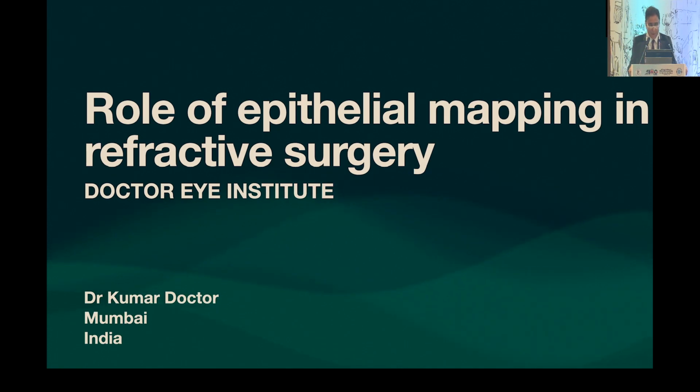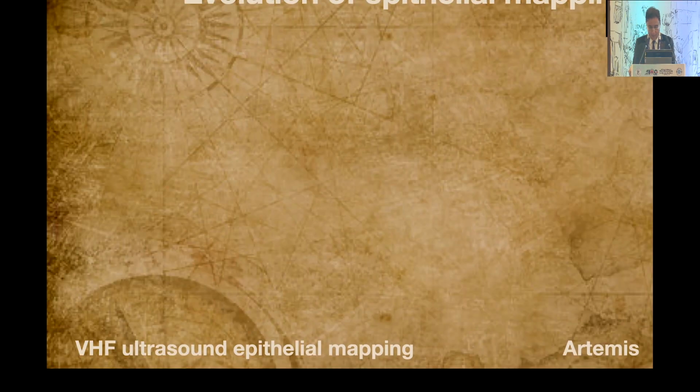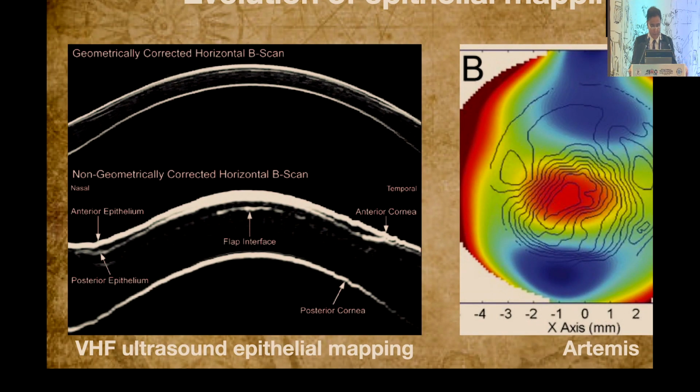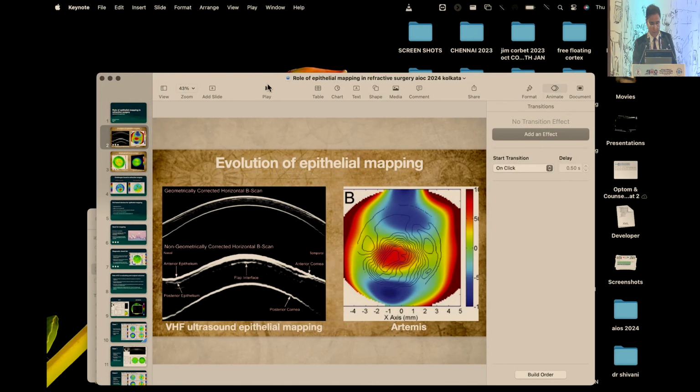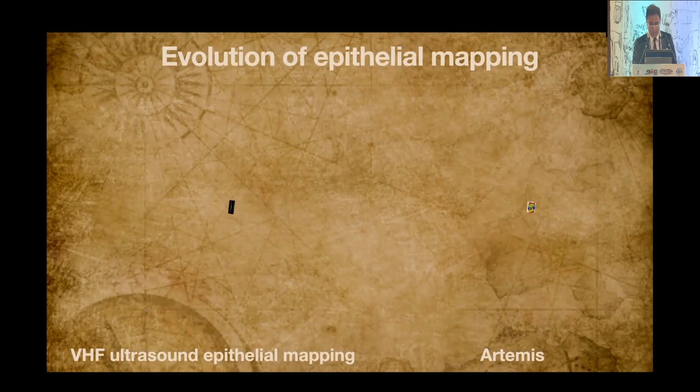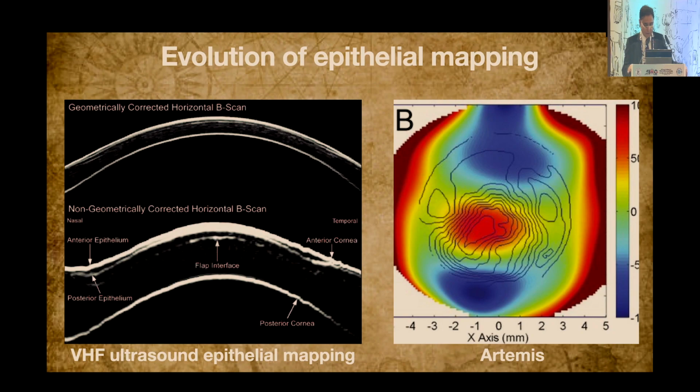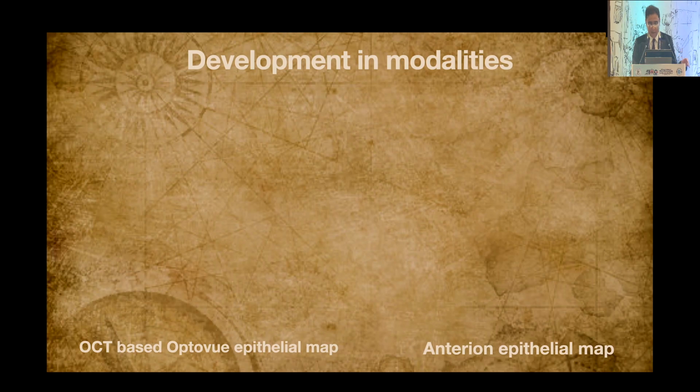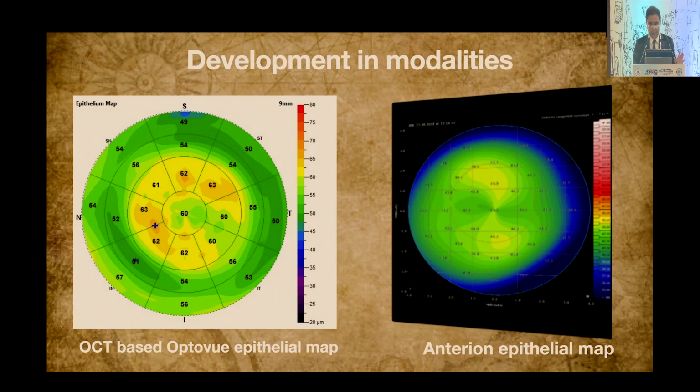So this is about epithelial mapping and refractive surgery. We have gone through a lot of things. Previously, we had ultrasound. Then we had Artemis coming through. Let me see. Dr. Pradhan is here. So again, that was another system where we used to look at the epithelial map. But now modalities have developed a lot, so we have to look at OCT-based and anterior epithelial mapping. Luckily, we have Pooja in the hall who does a lot of epithelial mapping and will correlate everything with everything. So that's good news.